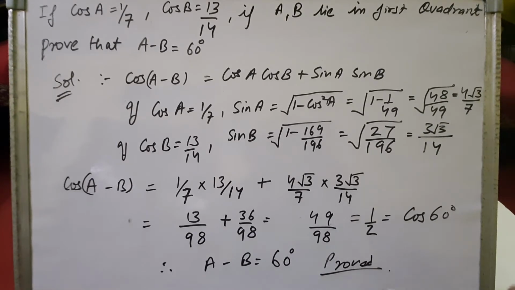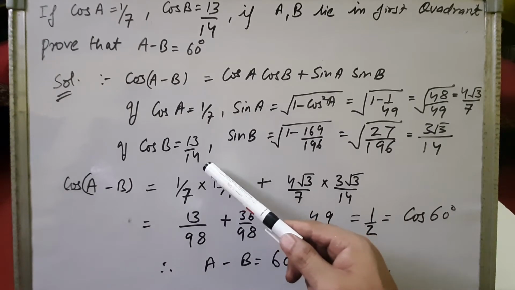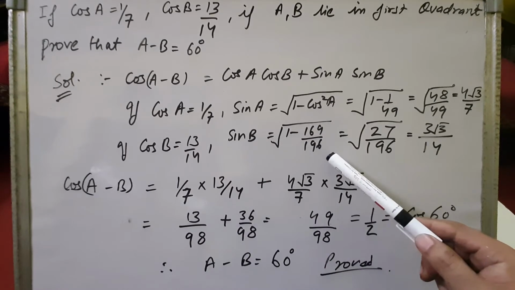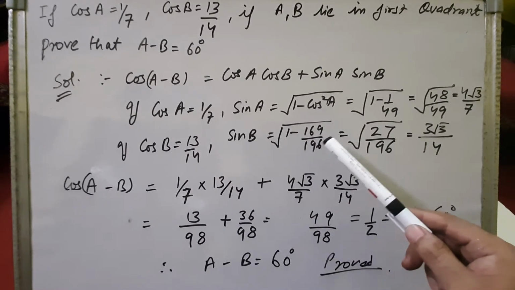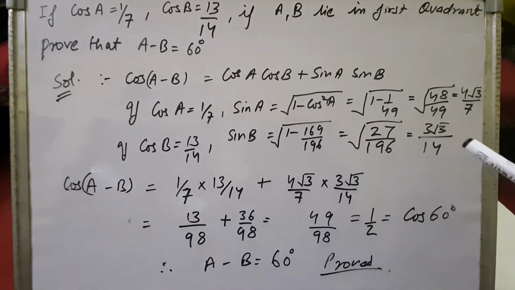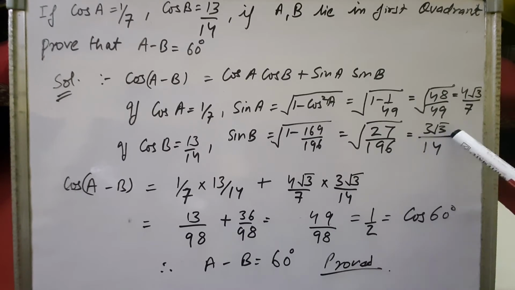Right children? Similarly, cos B is given as 13 upon 14, so sin B will be under root 1 minus cos square B. It will be under root 1 minus 13 square, that is 169, upon 14 square, 196. So when we solve, we'll get 27 upon 196. It will be 3 root 3 upon 14. Right children? Now when we substitute the values of cos A, cos B, sin A, sin B in this formula, cos A cos B plus sin A sin B, what will we get?